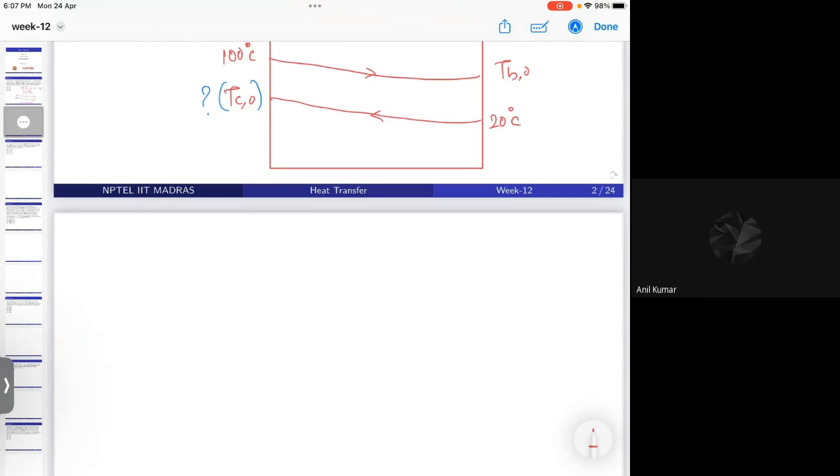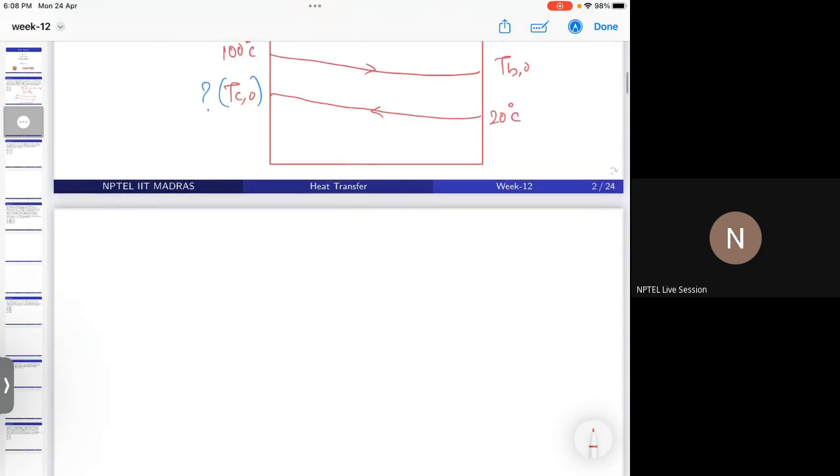Okay, so first we will do the heat balance, which is the heat lost by the hot fluid is equal to the heat gained by the cold fluid. So MH CpH times THI minus THO will be equal to MC CpC times TCO minus TCI.